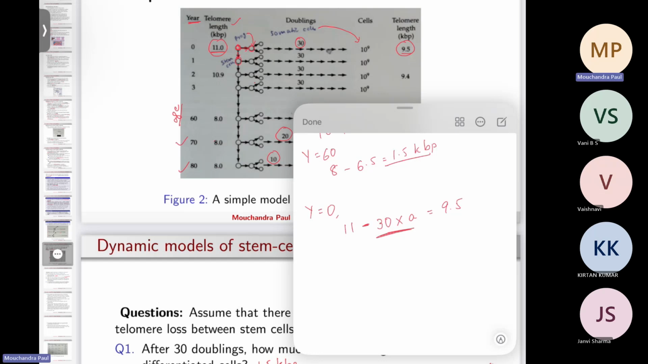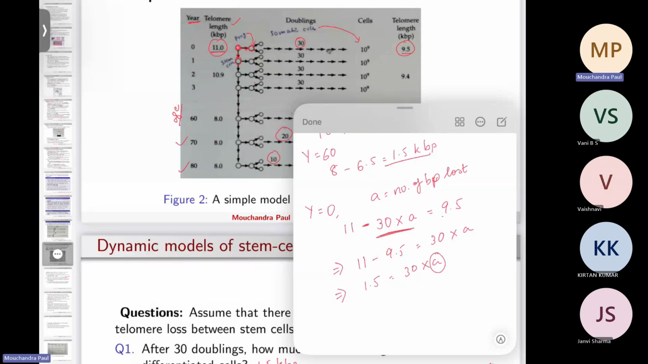So if we write this expression in this way, 11 minus 9.5 is equal to 30 into a, and this value is coming to be 1.5 equals 30 into a. So you have to just find out this a. A stands for the number of base pairs lost, correct?